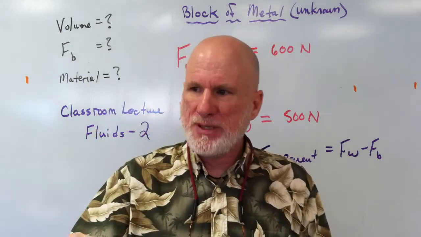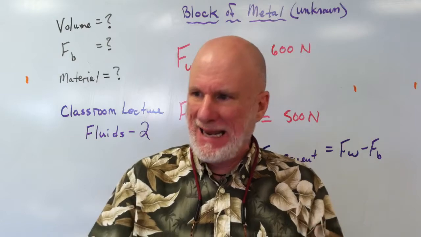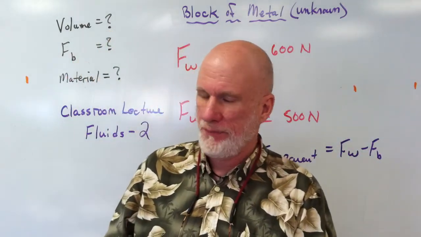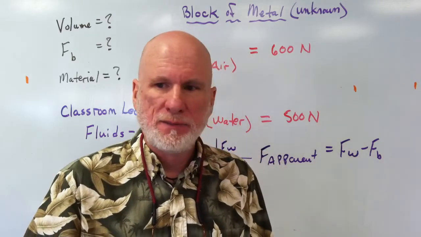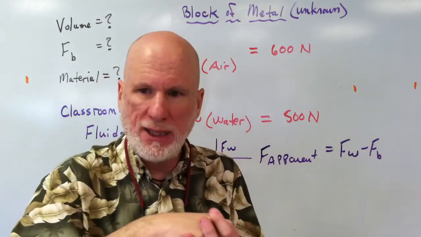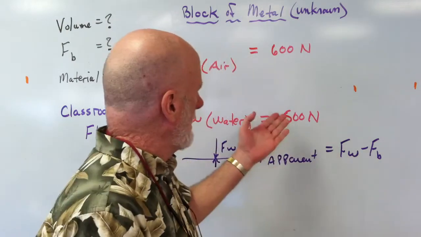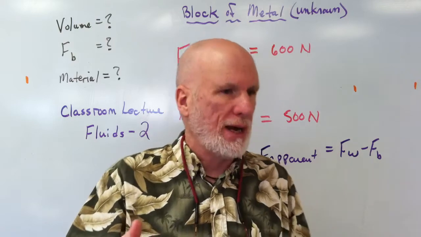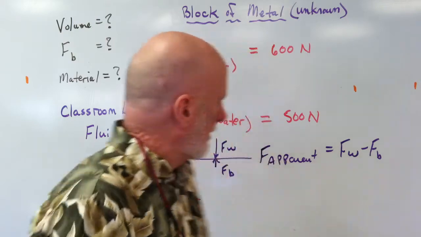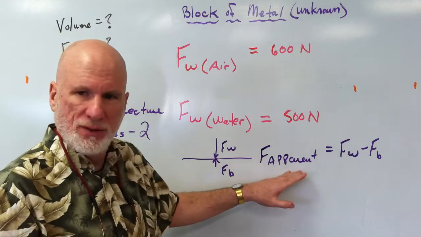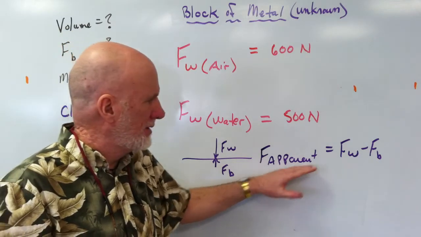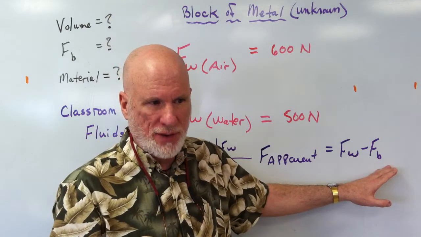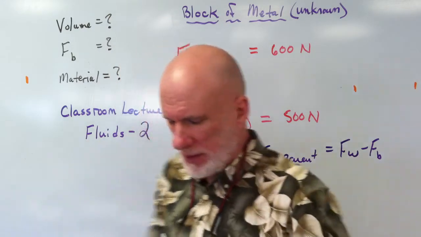Now, I have an unknown piece of metal that has a weight in air of 600 newtons. When I immerse it in a liquid, it has a weight of 500 newtons. Does that make sense to everybody? Something is lighter in water because the apparent weight is equal to the weight of the object minus the buoyant force. Easy? All right.